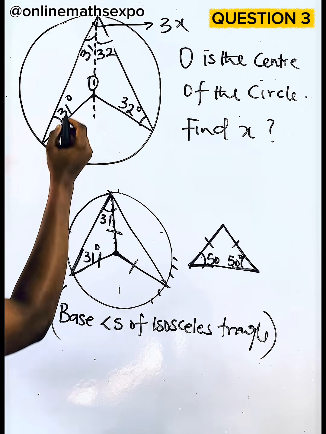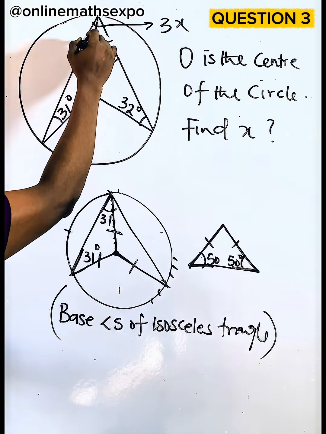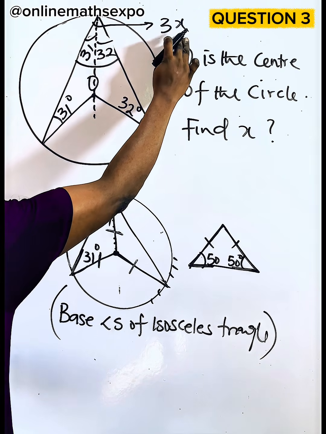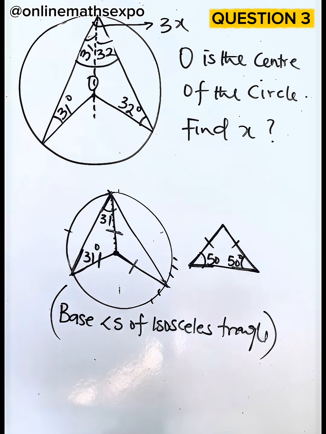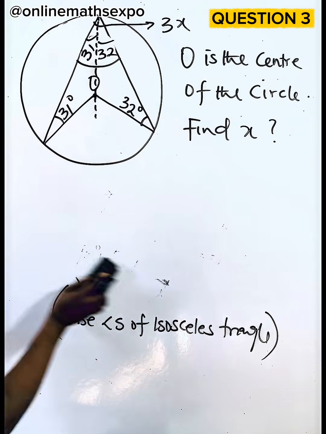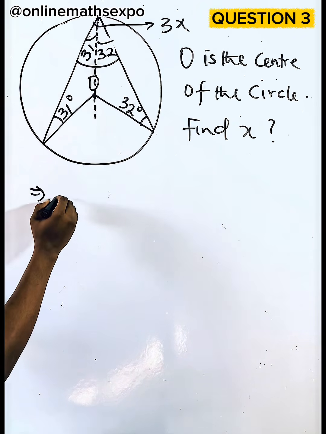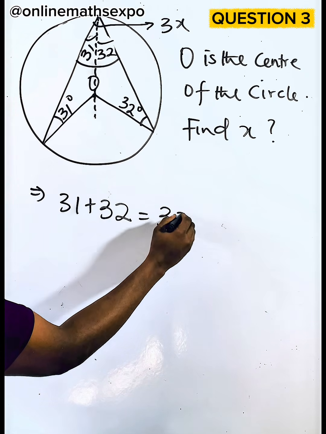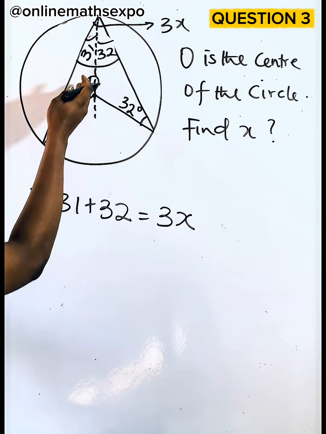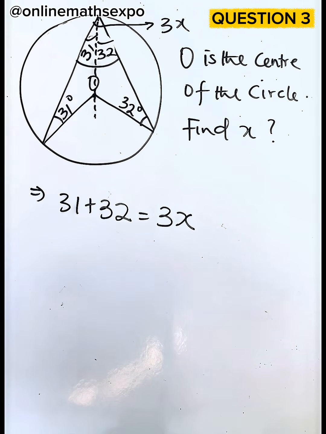Have you observed that the total angle you have at this point now is this? So if this point is represented as 3x, the total angle here should be equal to 3x. So if you want to answer this question, let's take this off. So this gives us 31 add 32 is equal to 3x. Your reason, which you have stated here, is because base angles of isosceles are the same.